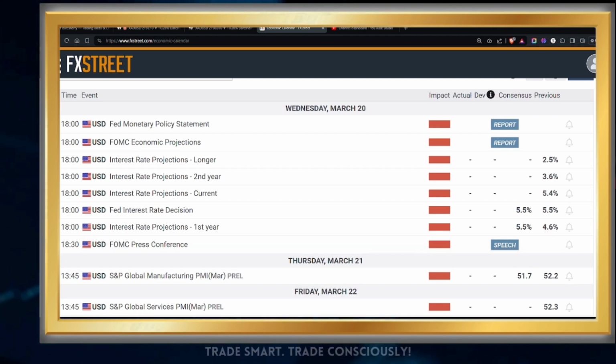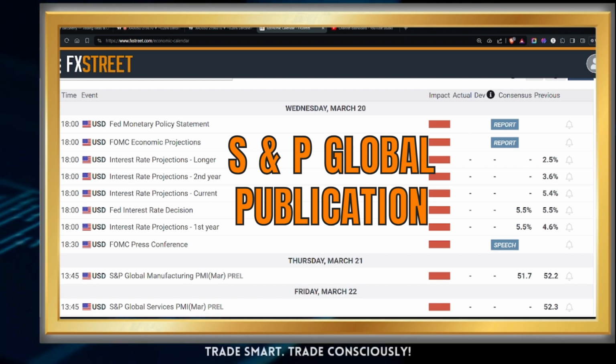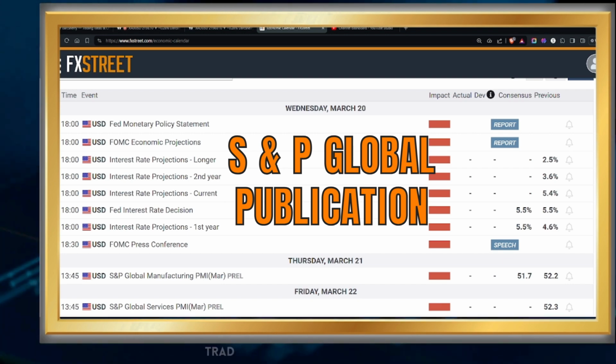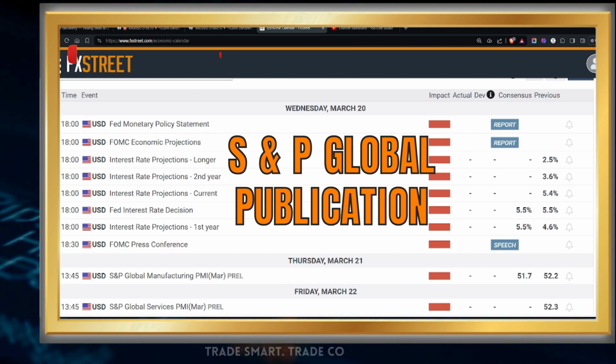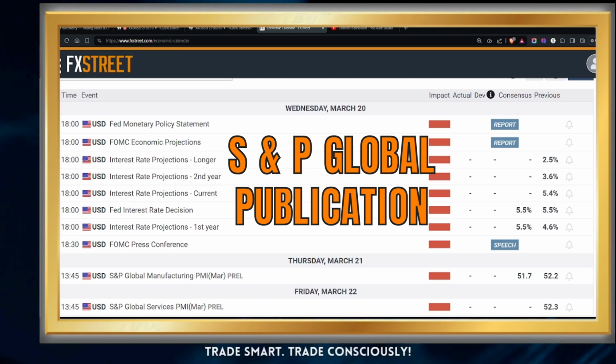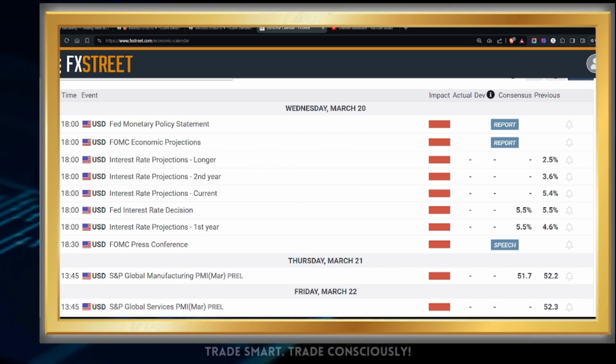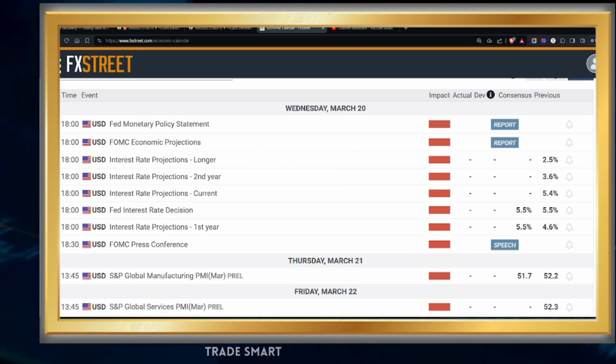Now fast forward to Thursday and Friday, March 21 and 22 respectively, we will be witnessing the S&P Global publication on service and manufacturing PMI, and this data here will give us a key insight into the health and performance of the service and manufacturing sector of the US economy. So these are the high impactful events we will be looking forward to for this week.